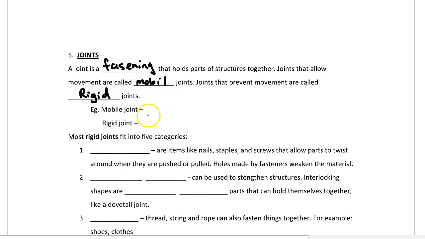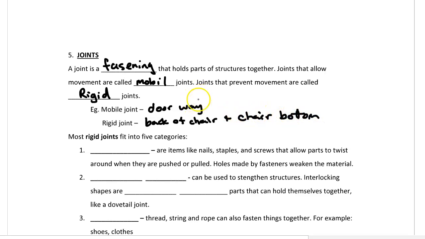Right, so an example of a mobile joint might be something like a doorway, where an example of a rigid joint might be between the back of a chair and chair bottom. Now, depending on your chair, you may actually have that as a mobile one, right, where people can lean back. But a lot of times they're also rigid. And this is something with the designer. So, rigid joints fall into 5 categories.